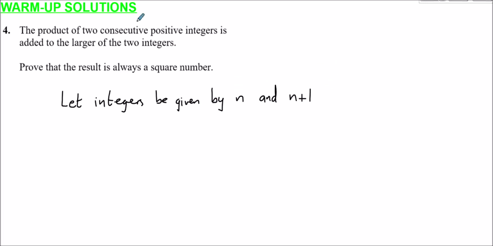So consecutive means next to. N plus 1 just means the one integer which is just next to, one higher than n, is n plus 1. So what we're going to have there, the product of the two consecutive integers is going to be n multiplied by n plus 1. Now it says that's added to the larger of the two integers. The larger one is going to be n plus 1.